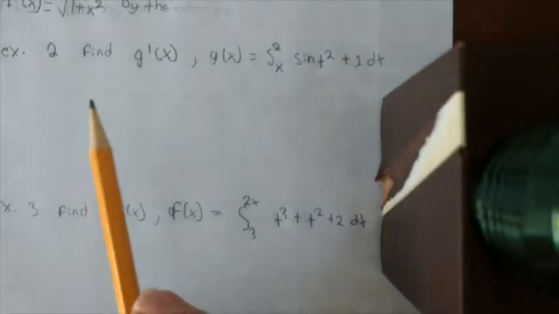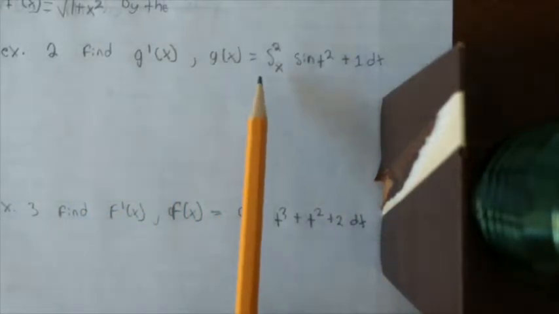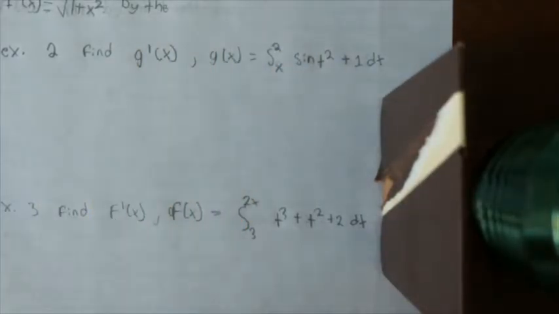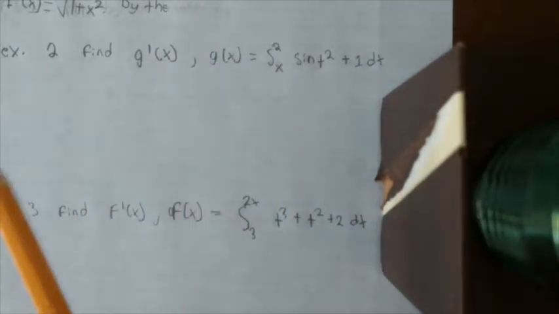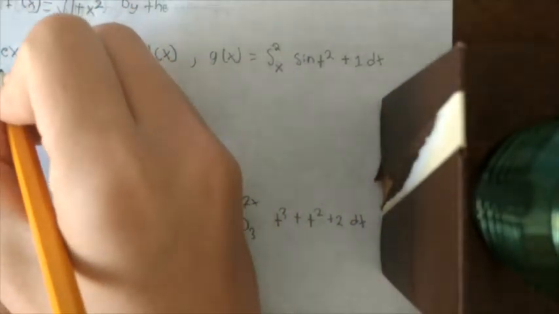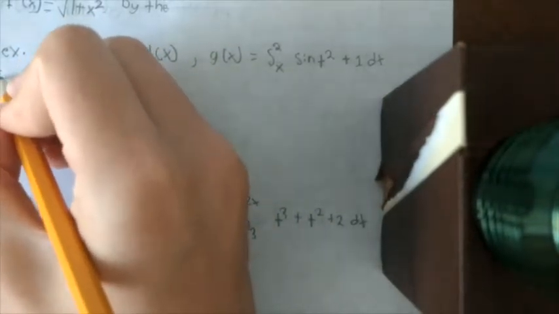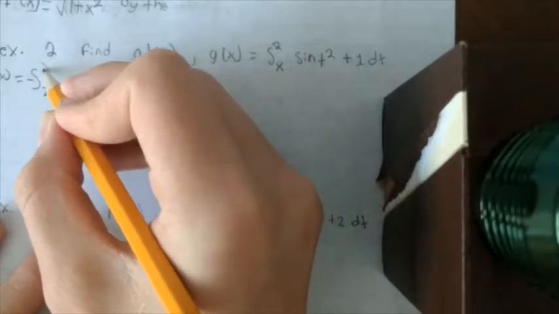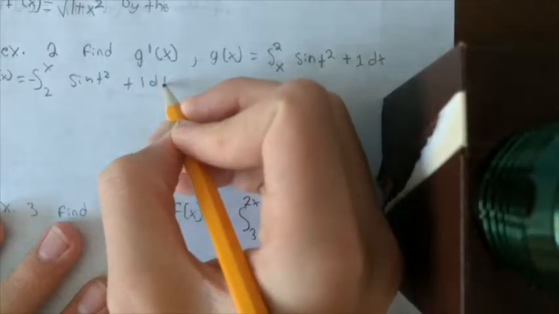Slightly more complicated, it asks you to find g prime of x when g of x is equal to the integral from x to 2 of sine t over t squared plus 1 dt. So, remembering the integral rules, we can simply write that g of x is equal to the negative integral from 2 to x of the same thing, sine t over t squared plus 1 dt.